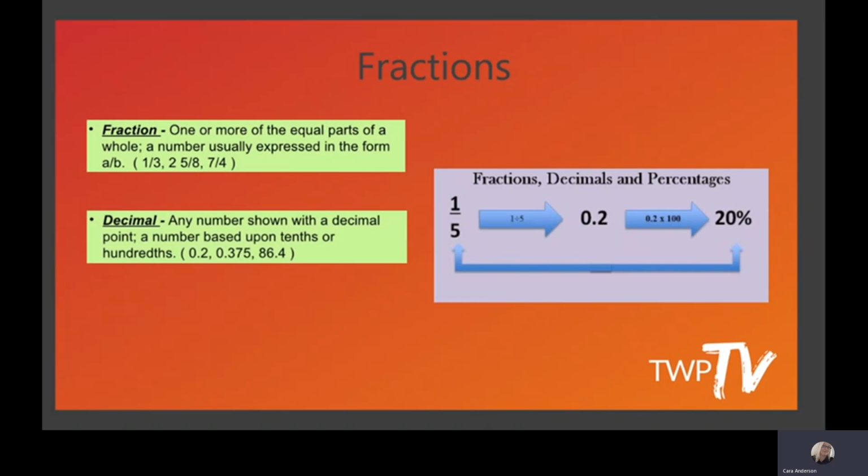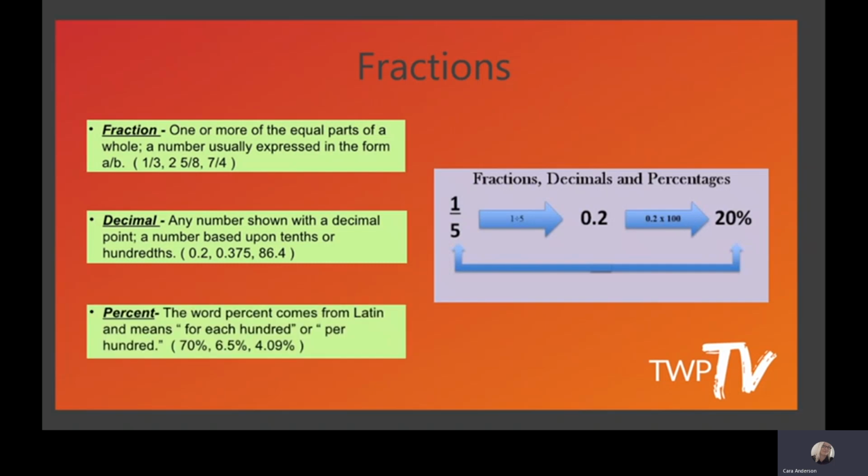With a decimal, it's any number shown with a decimal point, a number based upon tenths or hundredths. An example could be 0.2, 0.375, 86.4, etc.